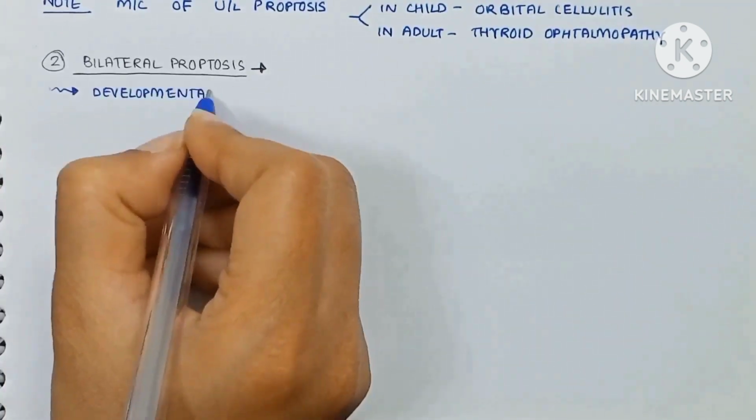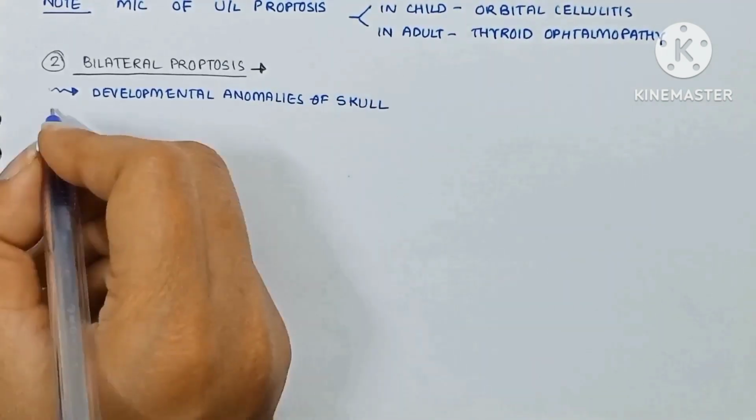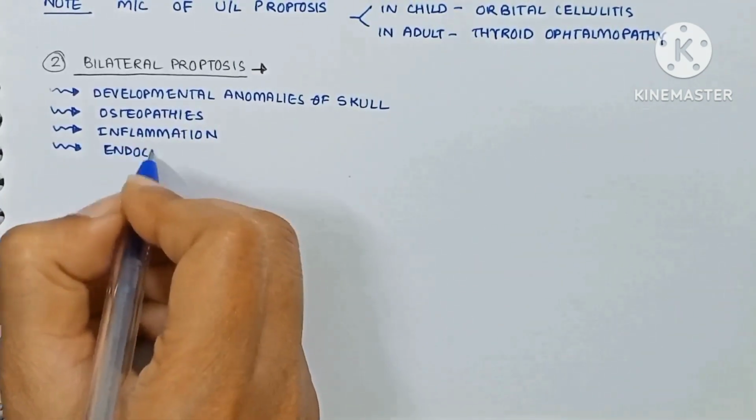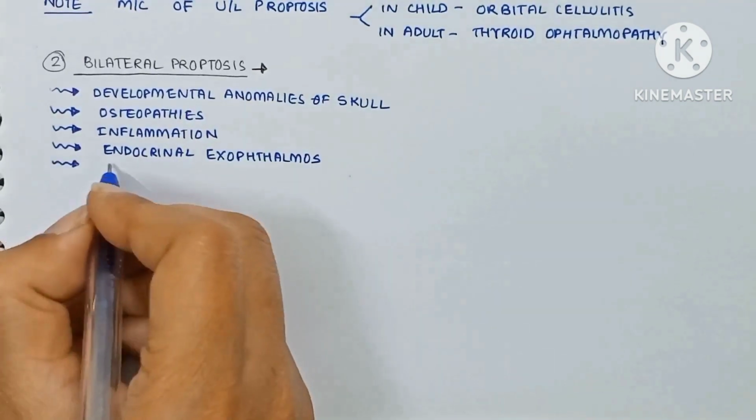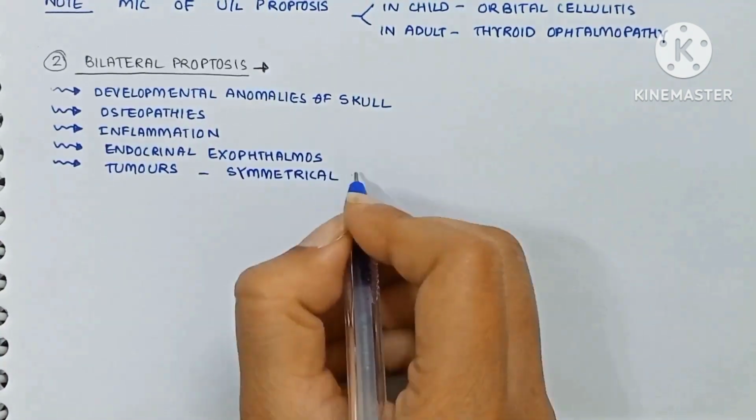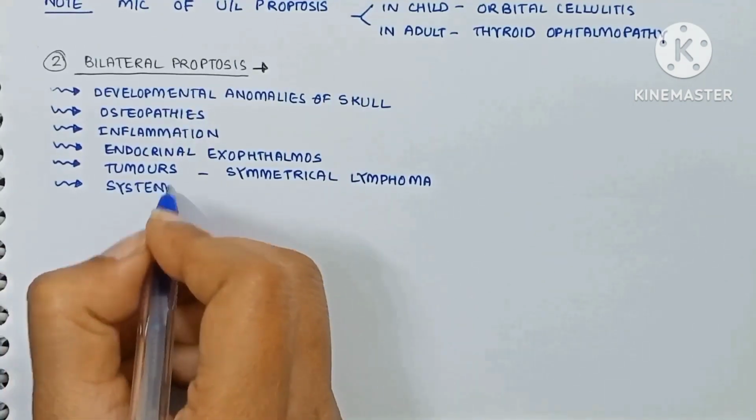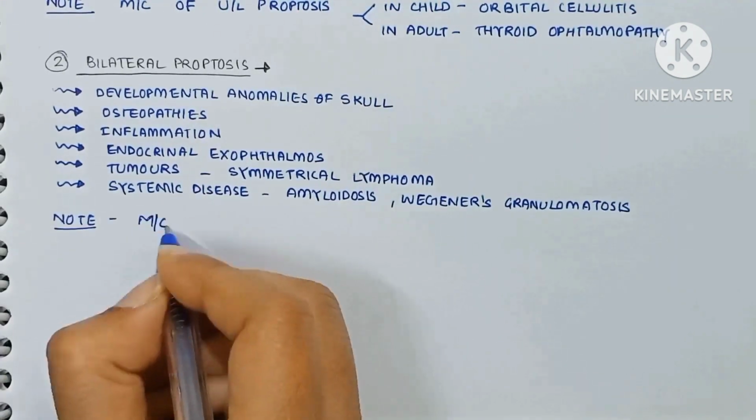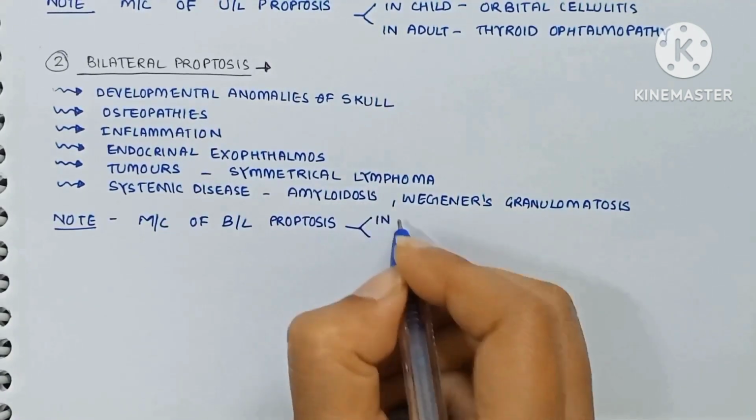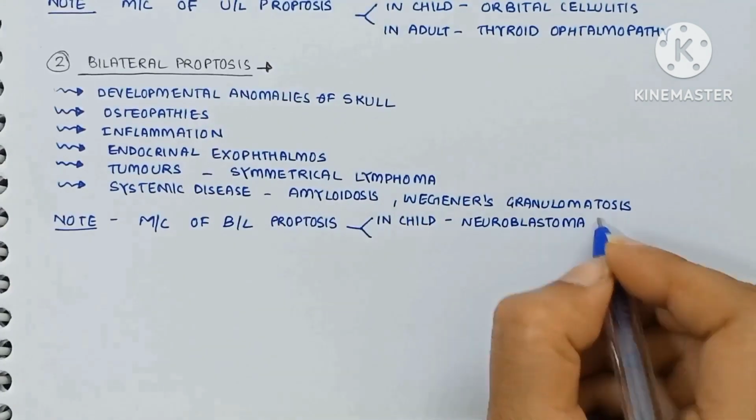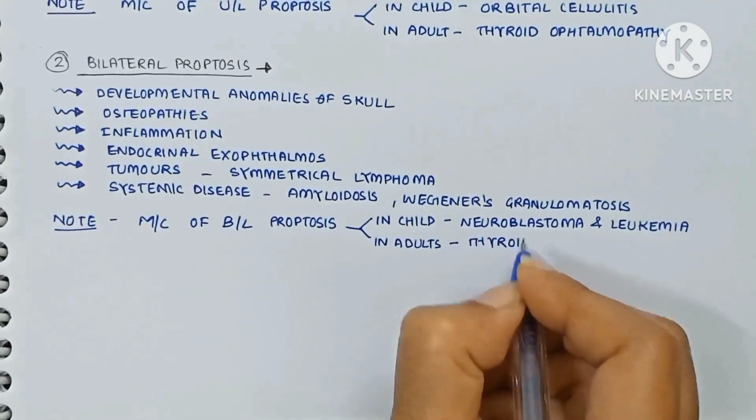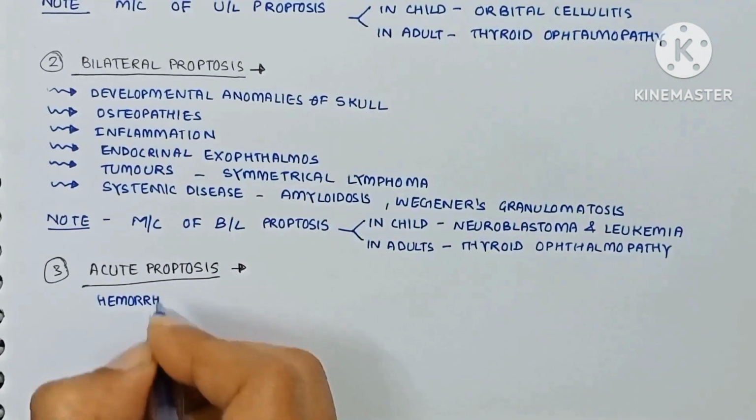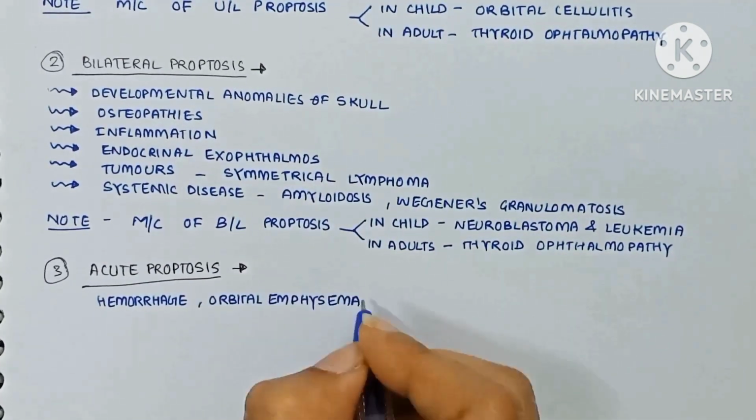Now the second is bilateral proptosis. It may be due to developmental anomalies of the skull, osteopathies, inflammation, endocrinal exophthalmos, tumors, symmetrical lymphoma, and systemic diseases such as amyloidosis and Wegener's granulomatosis. Note one point: the most common cause of bilateral proptosis in a child is neuroblastoma and leukemia, and in an adult it is thyroid ophthalmopathy. Third is acute proptosis, which may be due to hemorrhage or orbital emphysema.